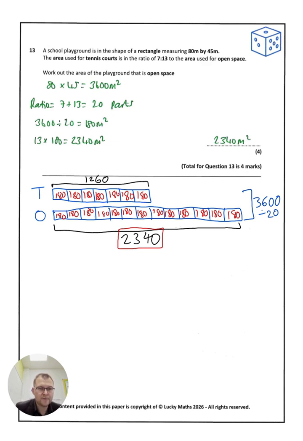Question 13 is about area, but it's also ratio. So I've just done the bar model at the bottom for the area, and again, T for tennis courts, O for open space. 7 boxes to 13 boxes, a total of 20 boxes or 20 parts, which we're going to divide the total area, 3,600, by 20, and as we can see, that's 180 per box. And then we're interested in the open spaces, so the lower layer, if you like. 13 boxes, 2,340.